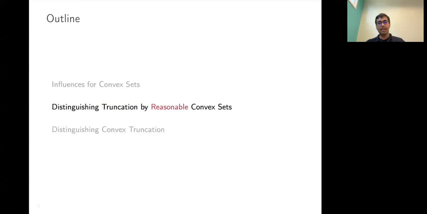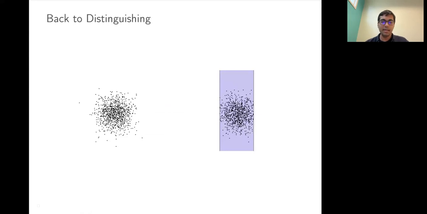Right. So let's come back to the question that I started this talk with, which is this testing truncation problem. And first, I'm going to tell you how we distinguish truncation by a reasonable convex set. So what do I mean by reasonable? Well, here's an example of a reasonable convex set.